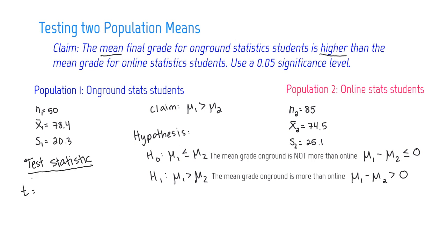So the formula for finding this t-score is to take the difference in the sample means, x bar 1 minus x bar 2, minus the difference in the population means, mu1 minus mu2, so the claimed values there, all divided by the square root of the sample standard deviation squared for sample 1 divided by its sample size, plus the sample standard deviation from population 2 squared divided by its sample size.